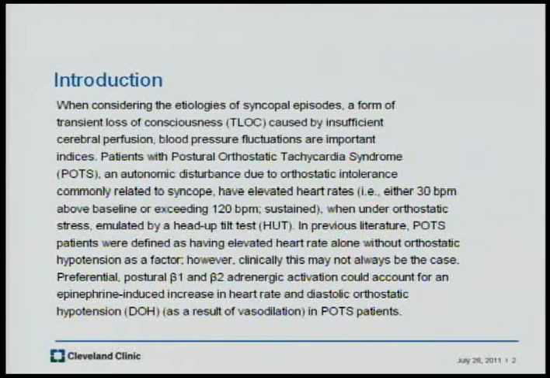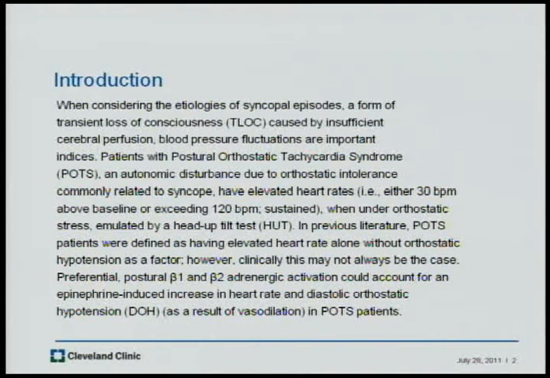In previous literature, POTS patients were defined as having elevated heart rate alone without orthostatic hypotension as a factor. However, clinically, this might not always be the case. Preferential postural beta-1 and beta-2 adrenergic activation could account for an epinephrine-induced increase in heart rate and diastolic orthostatic hypotension, abbreviated DOH, as a result of vasodilation in POTS patients.